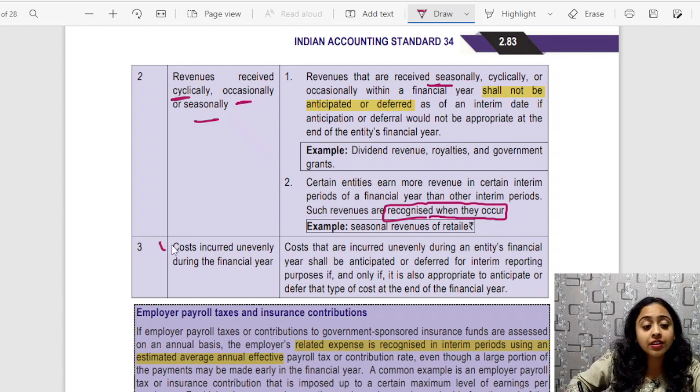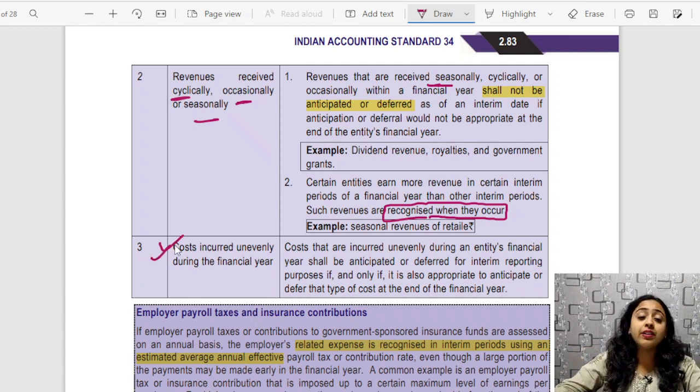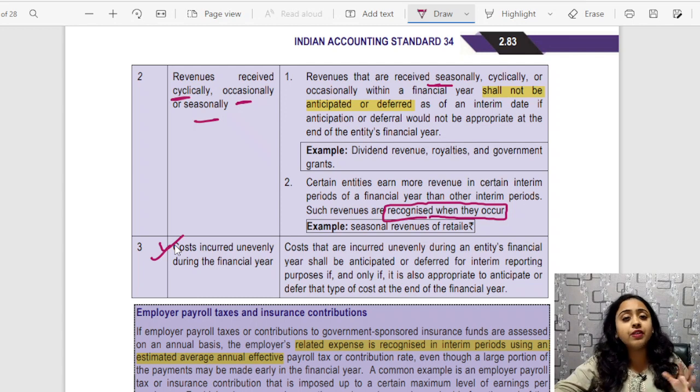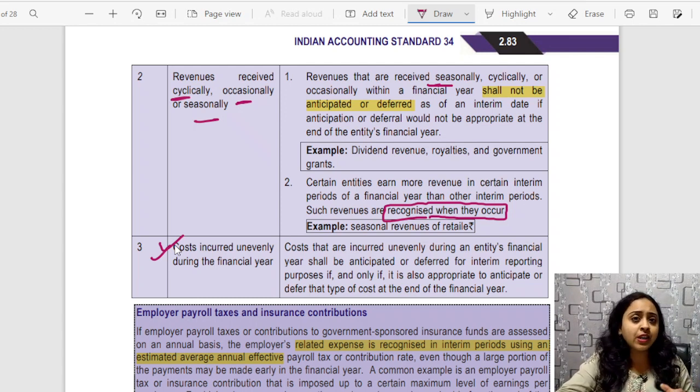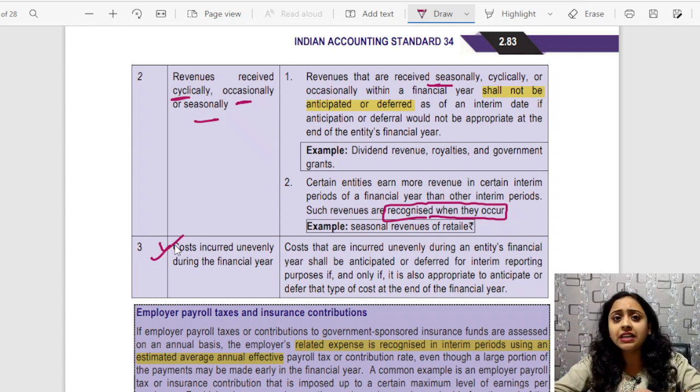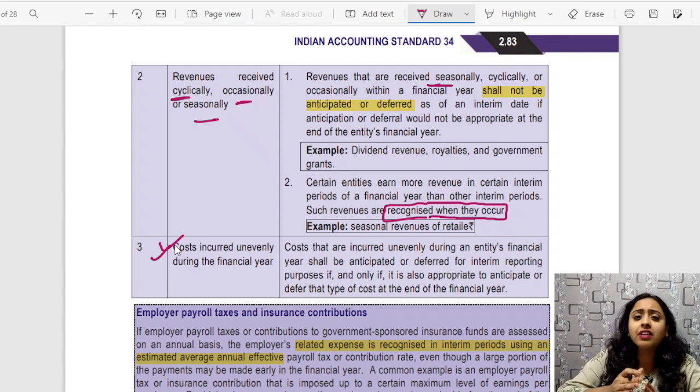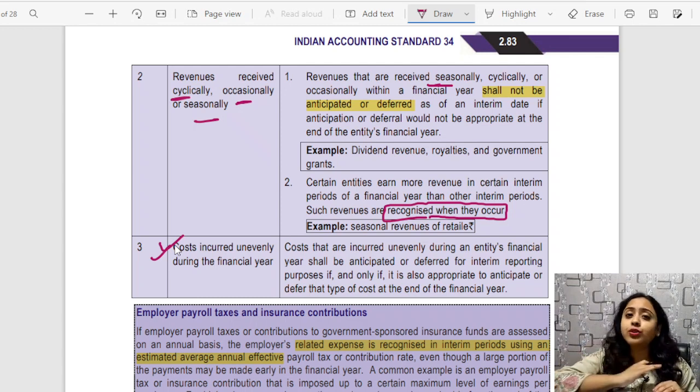Next, cost incurred unevenly. There are times when cost is incurred unevenly. For example, in an AC business, the manufacturing pre-summer will be high. There might be an extra number of laborers, extra material and so on. Whereas in the period which is not seasonal, with correspondingly less revenue, you will be manufacturing a lesser amount, needing less material, less cost, less labor. So this is where there is high and low cost, uneven cost, no regular cost.